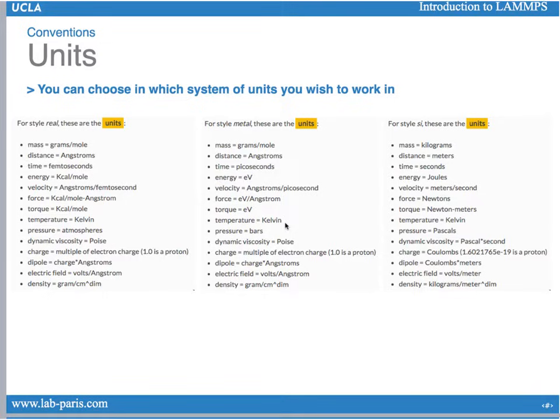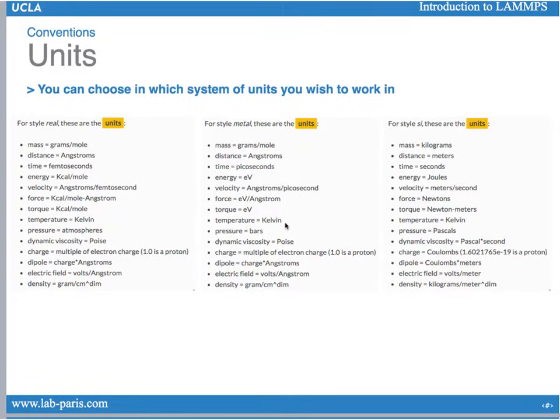For this, you don't have to provide the units with any single number that you will provide to LAMMPS. You just have to choose which system of units you are going to work with. So this is always one of the first things that you will need to define in a new simulation. What is the system of units that you will decide to use? For example, LAMMPS will come with different possible choices, real units, metallic units, or SI units.